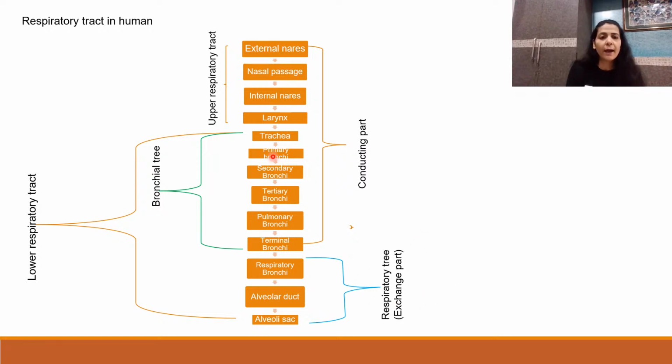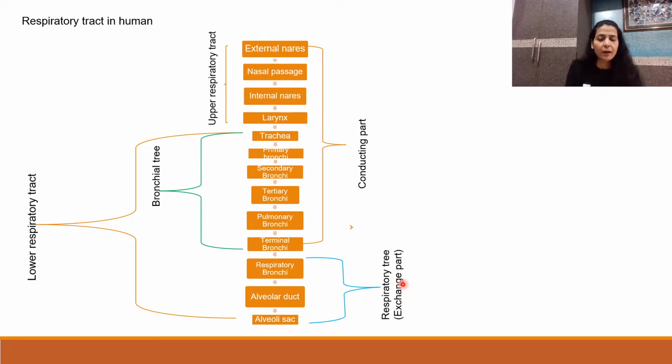All right. And upper respiratory tract and bronchial tree together are also known as conducting part. So if anyone asks you that respiratory bronchioles are part of conducting part, is it true or false? Write in the chat box. My question is, respiratory bronchioles are part of conducting part. Whether it's true or false, please do mention in the chat box.